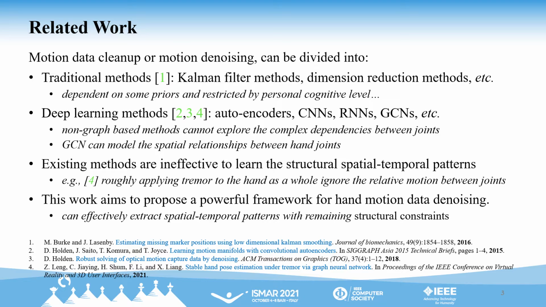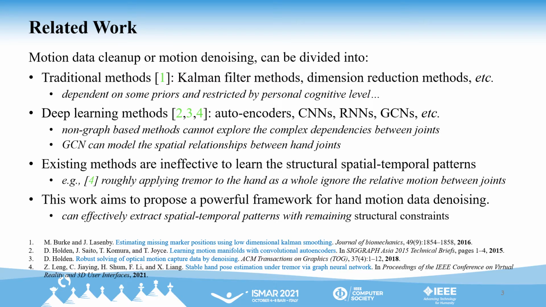Cleaning motion capture data is the key process. Existing methods for motion data denoising mainly include traditional methods and deep learning-based methods. The former is done by modeling human prior knowledge on the feature and problems by different algorithms such as skeleton hierarchy and filter designs. The latter is done by deep learning frameworks such as CNN, RNN, GCN, etc. Compared with the latter, the former always depends on some priors and is restricted by personal cognitive level.